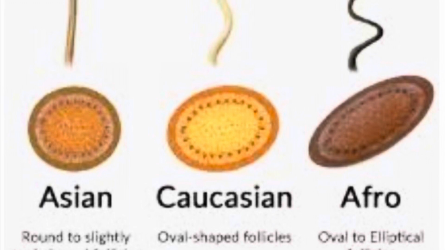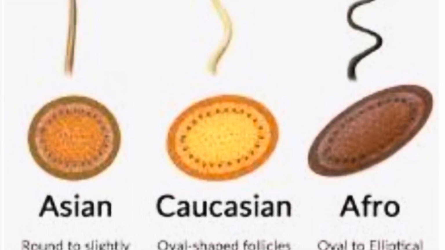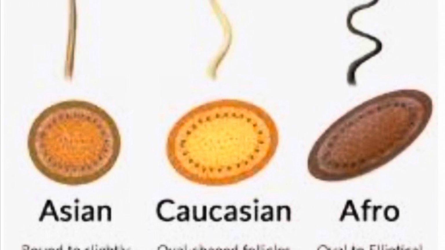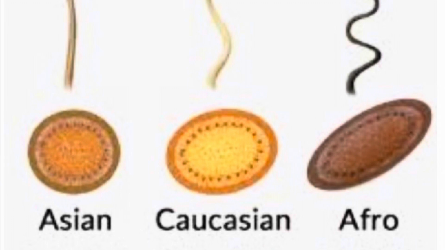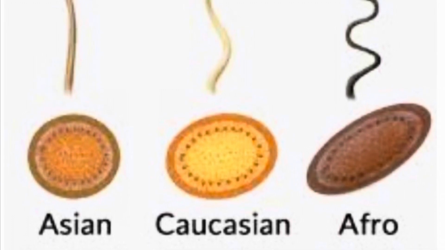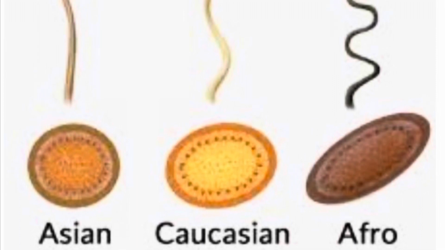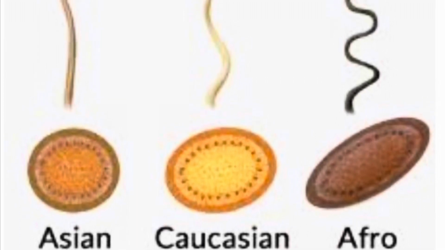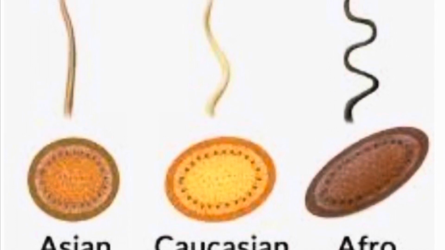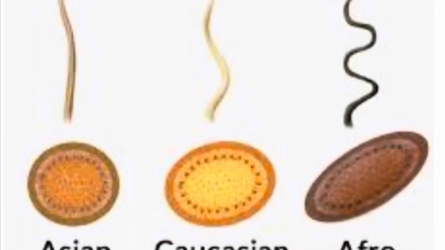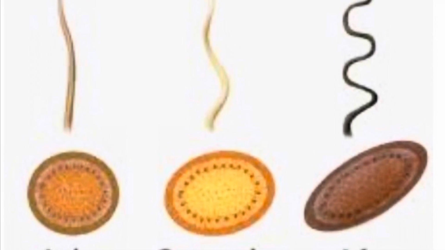And then the Afro texture hair is kind of oval to ellipticated, and so there you're going to have wavy, curly, or coily. So these are your dominant textures. This is in theory; there's always a slight variation. These images are just to help give you a visual. This is not 100% exact, because remember, no two heads of hair are alike.